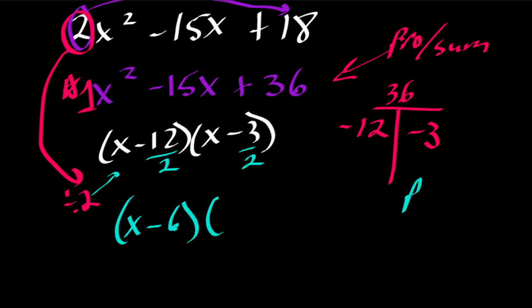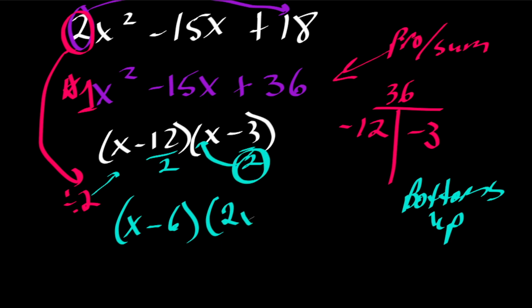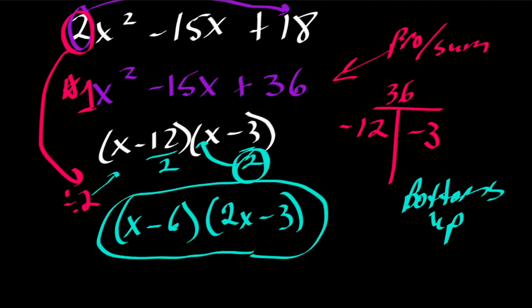So this is why I call this method bottoms up. Because you take the bottom of this fraction, 2, and you move it in front of x. So this becomes 2x minus 3. That's how we factor this. All right, let's look at another one.